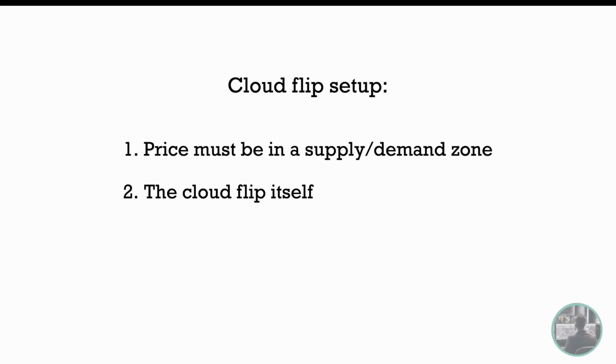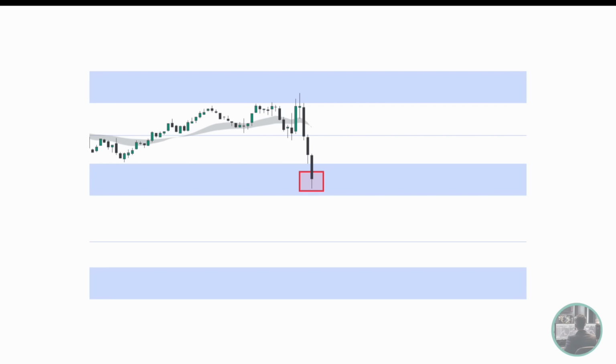Step 2 is the cloud flip itself. So let's take a look at the overall context here. The cloud was mildly bearish before, then flipped bullish. Now notice here that the price isn't at a supply and demand level. This would not be considered a valid cloud flip by our standards. And look at what ended up happening later. This so-called bullish cloud flip failed. We attempted to break above supply and immediately got rejected.